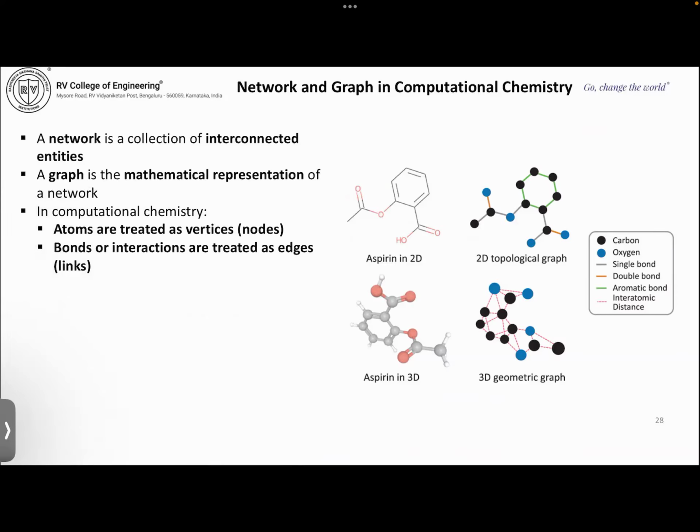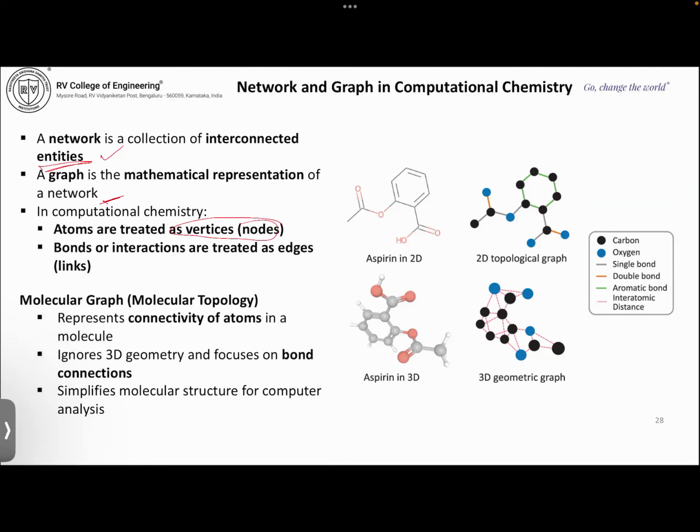We know that a network is a collection of interconnected entities in general, right? A graph is a mathematical representation of a network. In computational chemistry, atoms are treated as vertices or nodes, and the bonds or interactions are treated as edges.